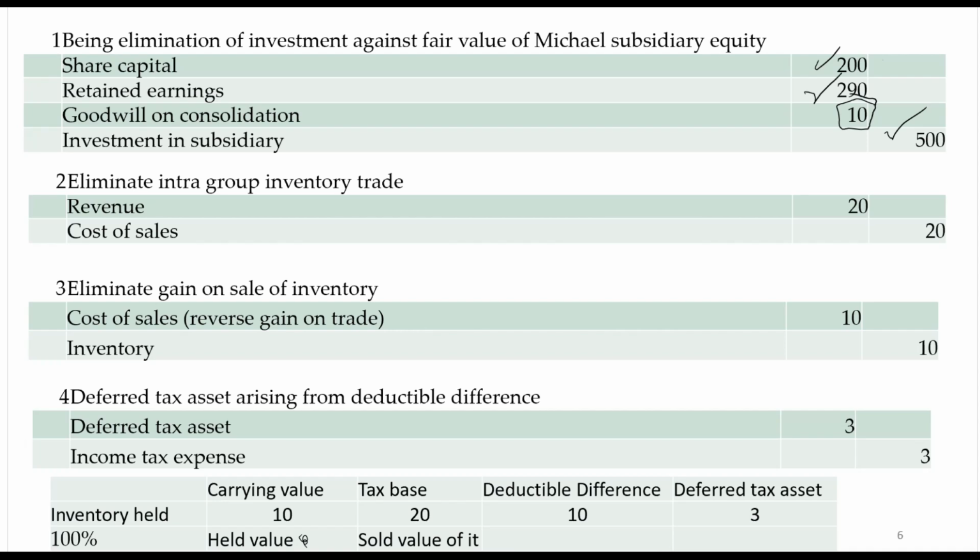There was a trading transaction from Michael's subsidiary to Michael parent, and that is eliminated by debiting revenue and crediting cost of sales. In this trading transaction, there was unrealized gain of 10 million. That unrealized gain has to be eliminated from inventory that's been held, and then from the increasing the cost of sales by 10 million.